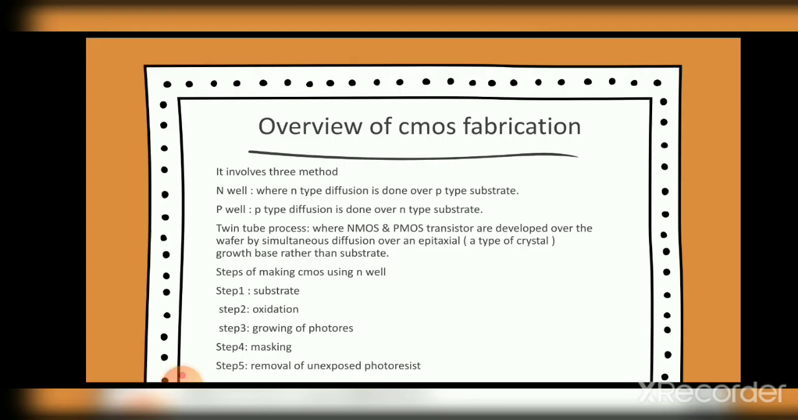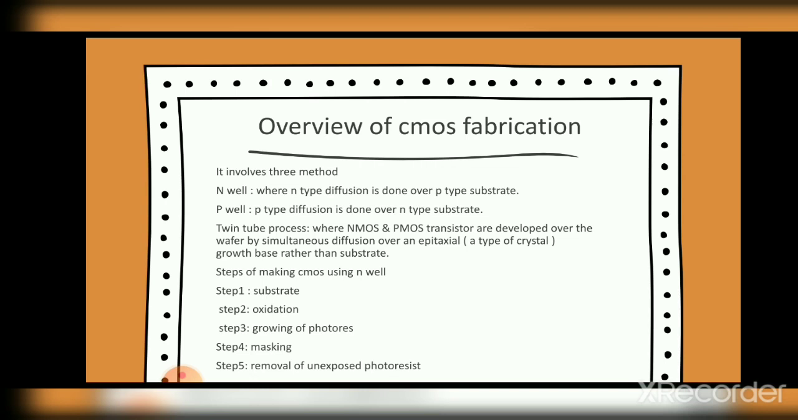Now coming to the overview of CMOS fabrication. It involves 3 approaches, which are N-well, P-well and twin tube process. In N-well, N type material is diffused on a P type substrate. In P-well, P type material is diffused on an N type substrate. In the twin tube process, NMOS and PMOS transistors are developed on the wafer by diffusion over an epitaxial layer. Epitaxial is a type of crystal growth.